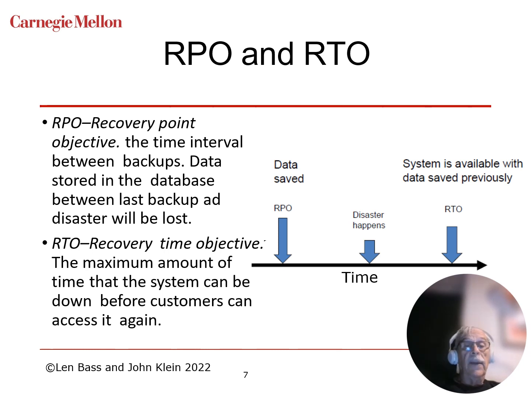How frequently do you make backups? And we'll talk about the criteria in a minute. The other number that's important is the recovery time objective, RTO. How long do you want your system to be unavailable if a disaster occurs? Okay. And again, the sort of instantaneous response to both of these is zero, but that's expensive.